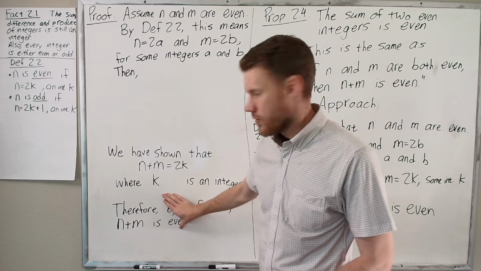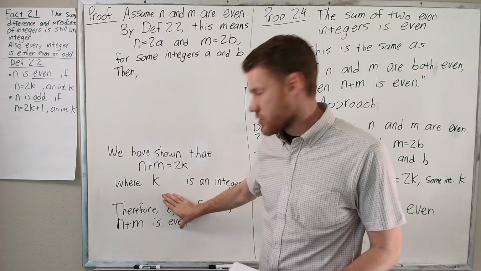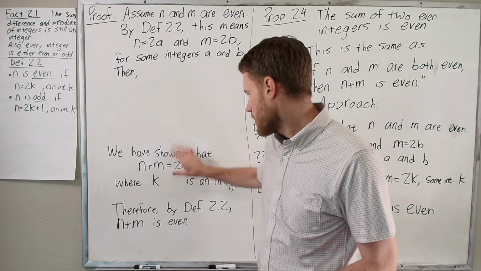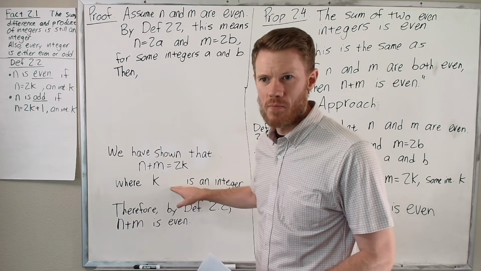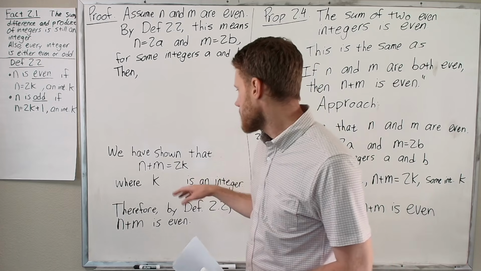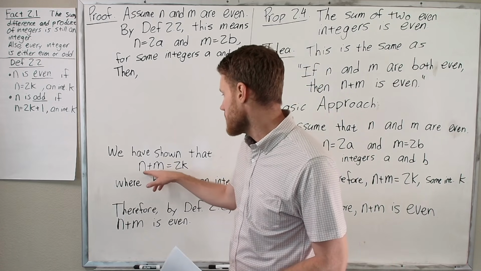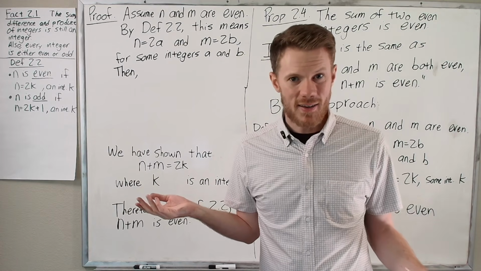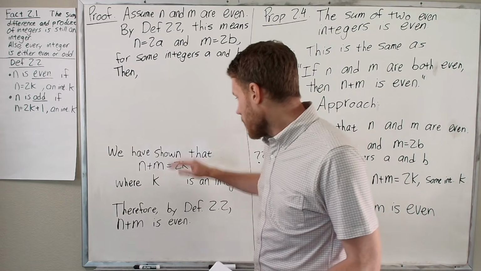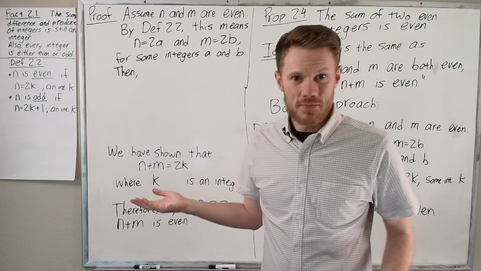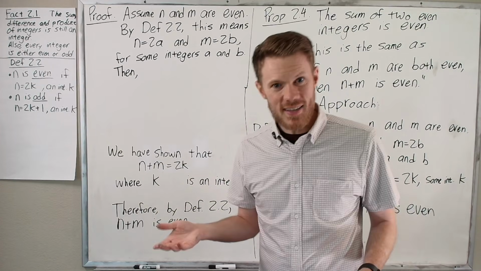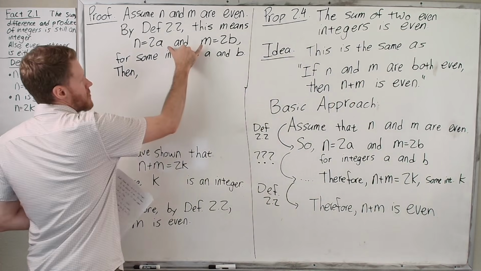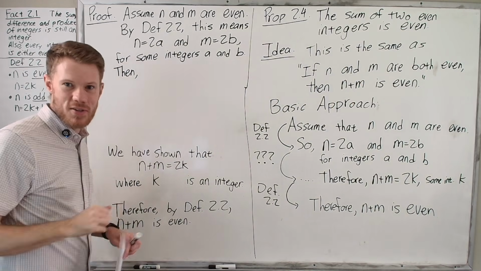So how would we get there? Well, by definition 2.2, this is what we would need to get there. There's a little blank missing here. We'll fill that in a second. But basically, what we want to show is that n plus m equals 2k for an integer k, right? If we can show that, then we get this, and we're done. So do you see how, as long as we can go from this to this, then we're done.